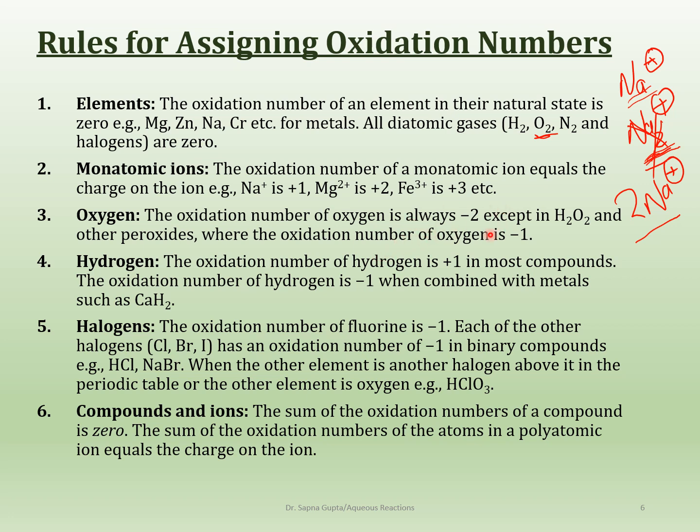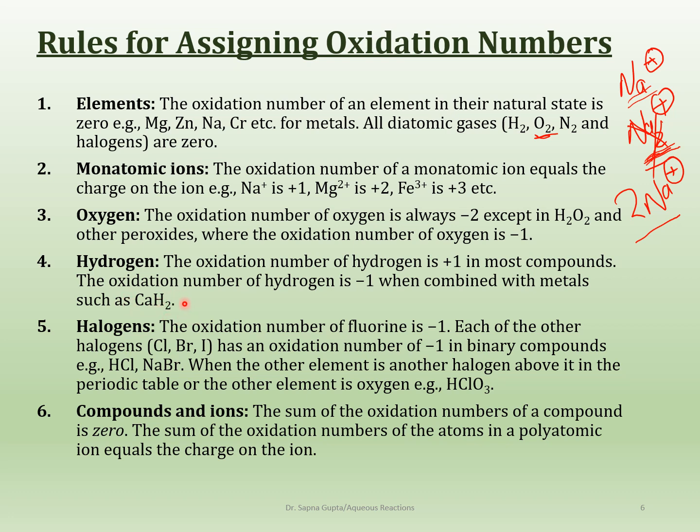Other than that, oxygen is always -2. Hydrogen, which is on the left hand side in group 1, is supposed to be +1, but hydrogen can also be -1. When it combines with metals, it's going to be -1. Always remember, when you have a compound, whatever is on the left hand side is positive, whatever is on the right hand side is negative.